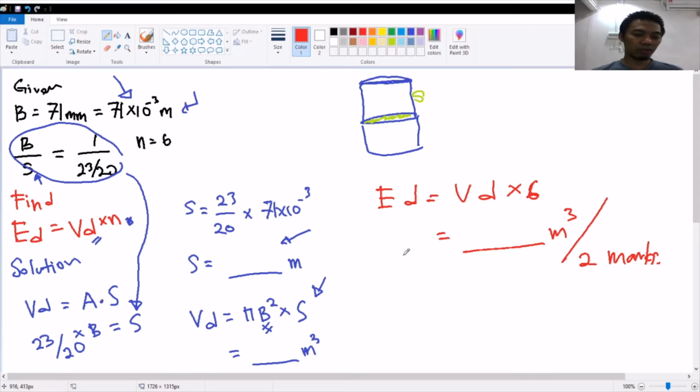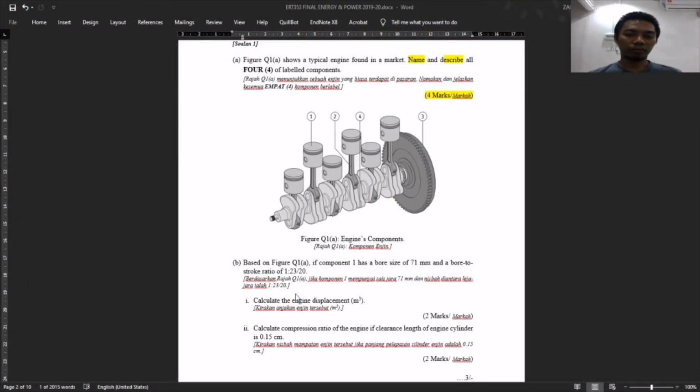And next, question number 2. Let me properly show you again. Question 1, B, number 2, with the Roman numeral 2. Calculate the compression ratio of the engine if the clearance length of the engine cylinder is 0.15. Beware, it's in centimeter. We should change it to meter as the basic unit of length.